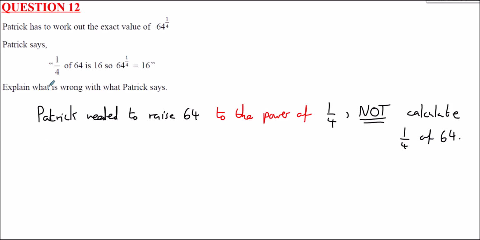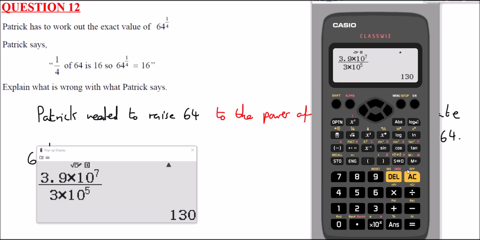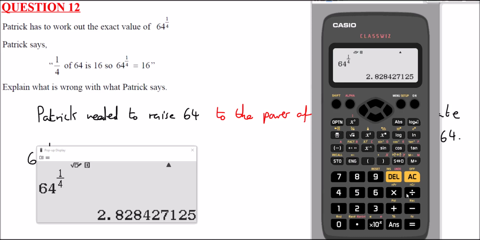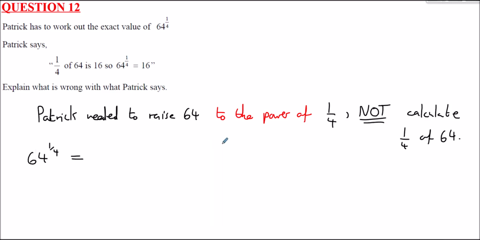so essentially 64 to the power quarter. Let's just say what it is. So 64, press a power button. They can do a fraction within this as well if you want to. So 1 over 4, press equals. So that's about 2.83 to 3 significant figures.